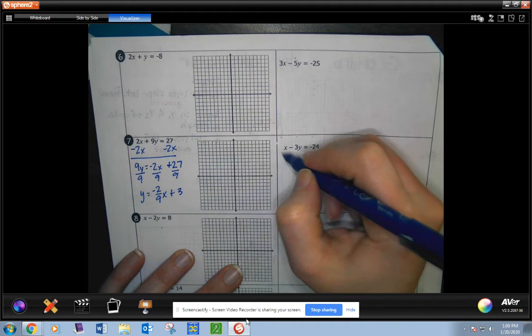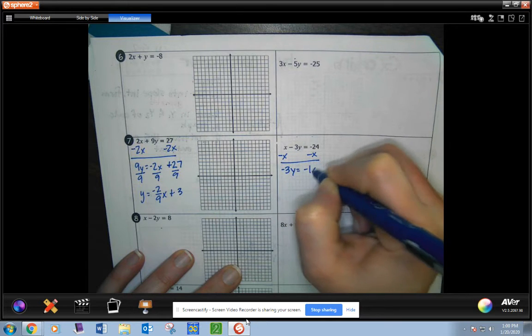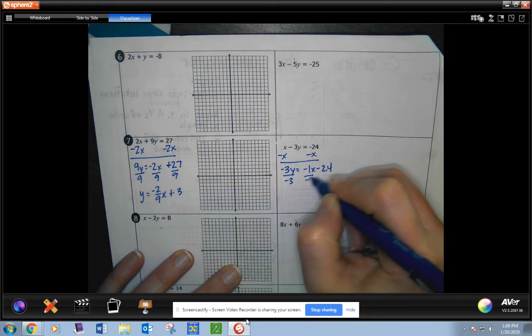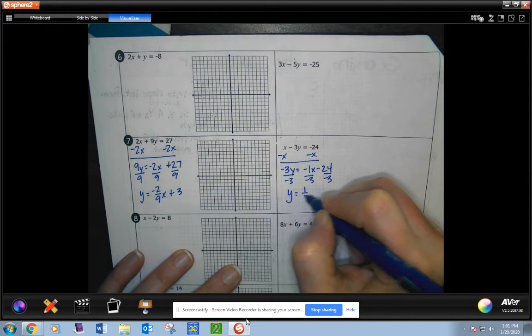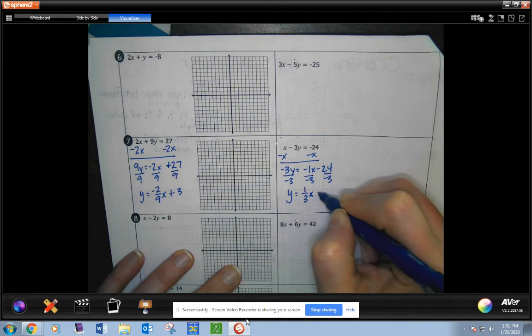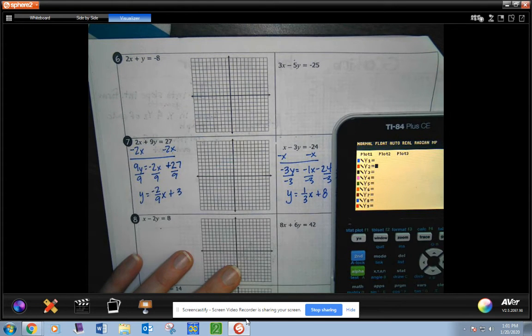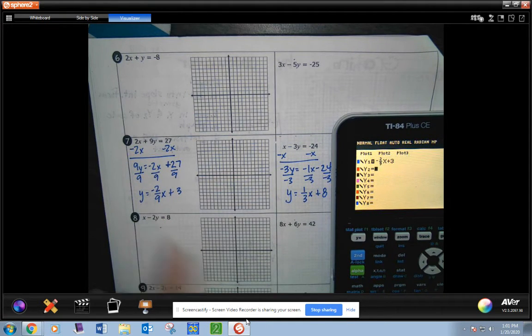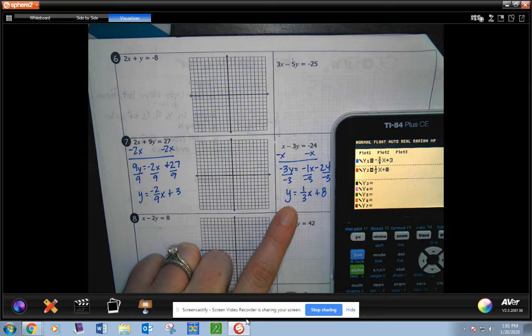Over here on the other side, I'm going to subtract the x. That gives me negative 3y equals negative 1x minus 24. I have to divide everything by negative 3. That gives me y equals negative 1 divided by negative 3 becomes a positive 1/3 x, and negative 24 divided by negative 3 becomes a positive 8. So I go back to y equals and I clear out y1 and y2. In y1, I'm doing negative 2/9 x plus 3. And in y2, I'm doing 1/3 x plus 8.